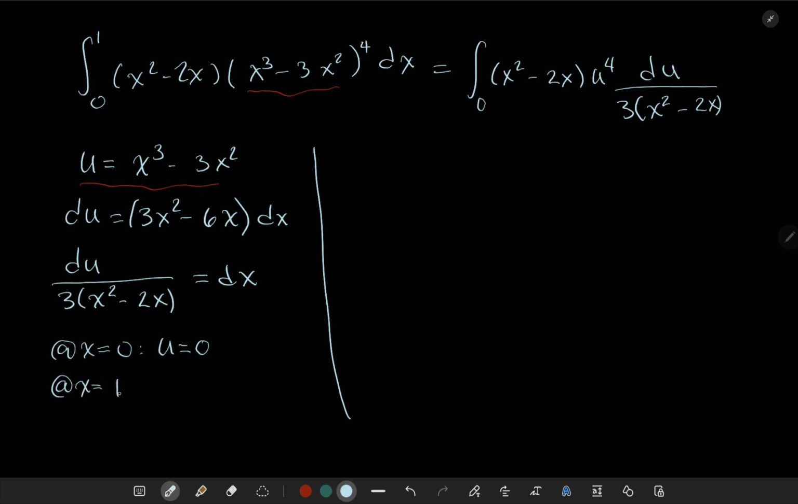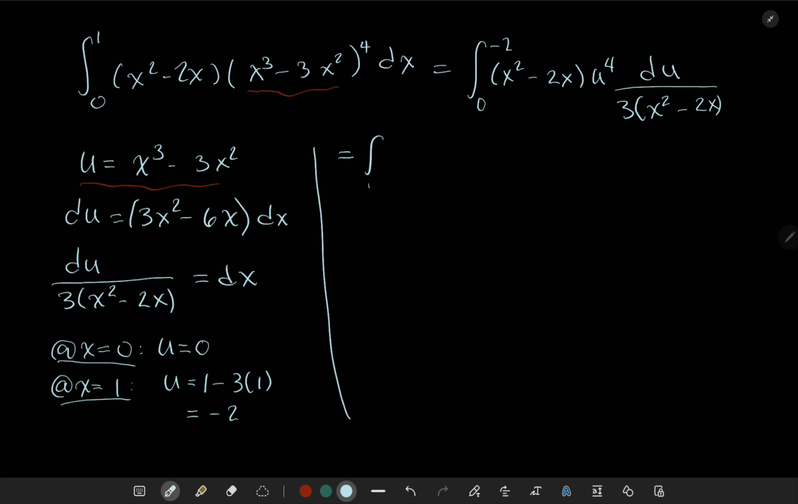Now at x equals 1, u is going to become 1 cubed, which is 1, minus 3 times 1, which is 1 minus 3. That's going to give me negative 2. So it doesn't matter now that my integral is going from a larger number to a smaller number. That's still okay because the sign of the integral will correspond to the sign of this integral. So don't reorganize them to go from smaller to larger. Keep it in the order where you found them.